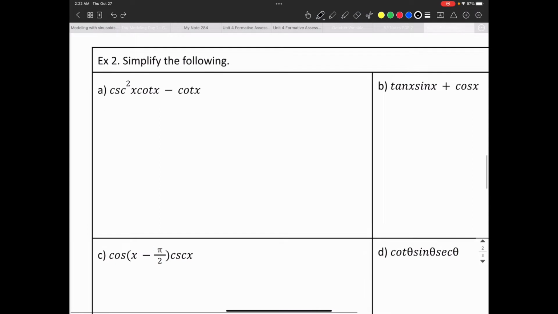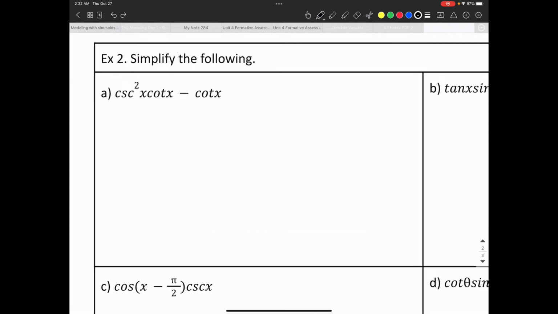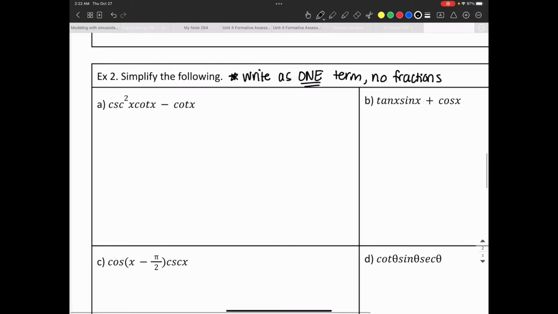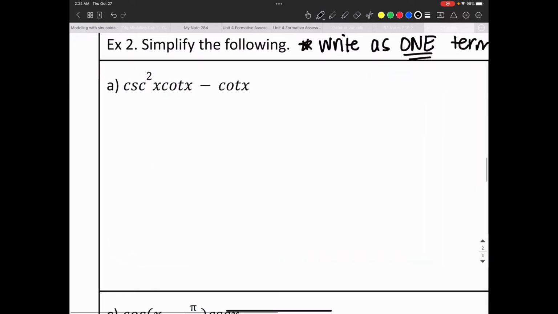And we're going to look at A. So I have cosecant squared of x times cotangent of x minus cotangent of x. And I want to try to get this to be one term. The point of this is to write it as one term if I can, and no fractions. I want no fractions. That is what simplifying is for trig identities. So no fractions, one term by itself. Let's try to do this by rewriting stuff.